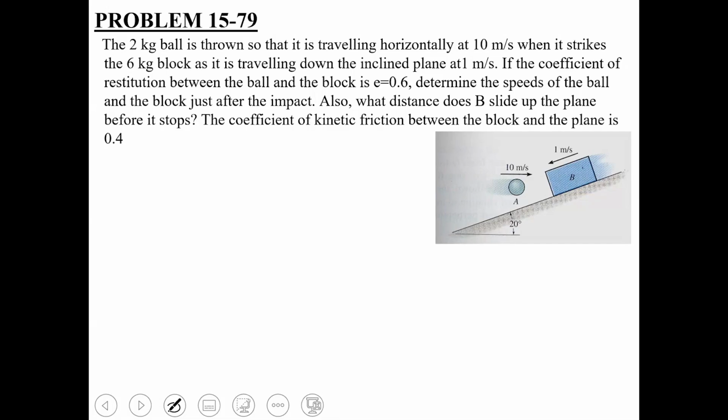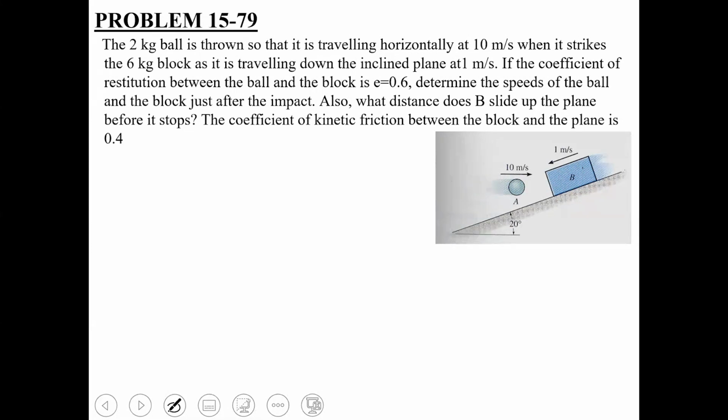Starting with problem 15-79, you have a particle which is this ball traveling at a speed of 10 meters per second towards the right as shown in the figure. Then you have another particle which is this block B, and it is traveling down the incline with a speed of 1 meter per second.